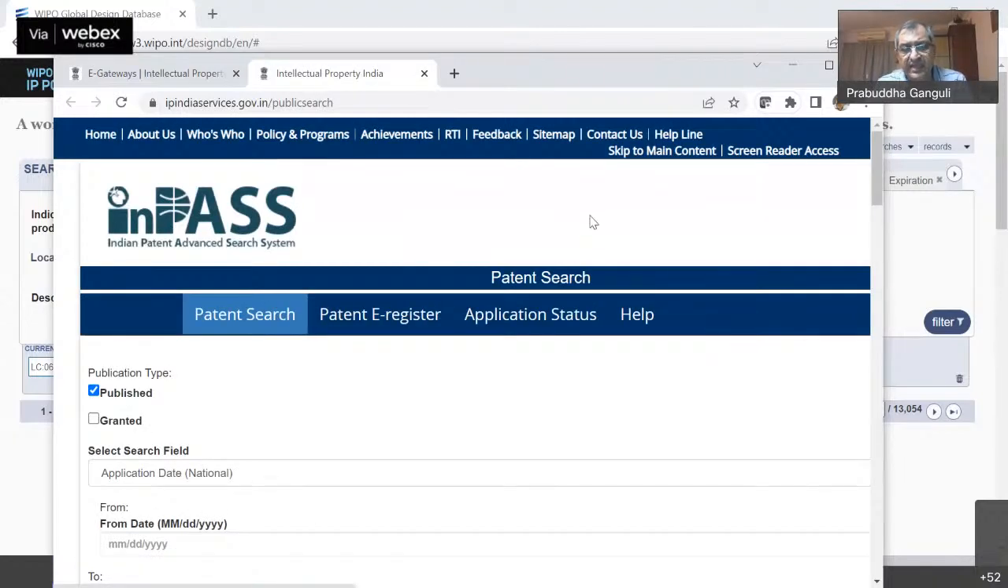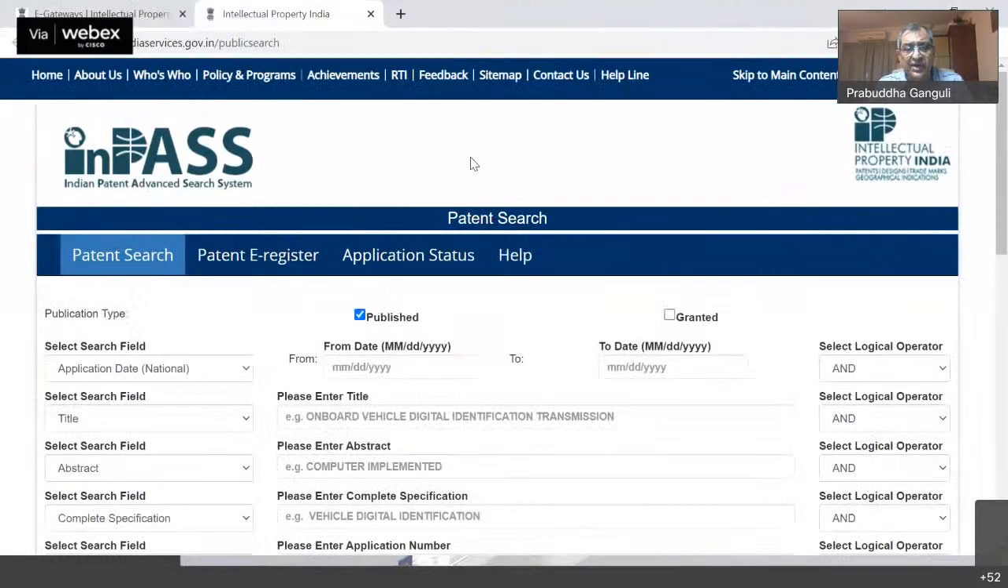And you can come here, it says INPASS. This is the Indian patent database. Now you can see here, it tells you patent search, publication type, published, granted. When you use the word granted, it means it went through the examination and you have got the patent. The patent has been granted to you. Publication means you have applied for the patent, you have not yet got the patent, but 18 months are already over from the time you filed the patent application. So that is what it means.